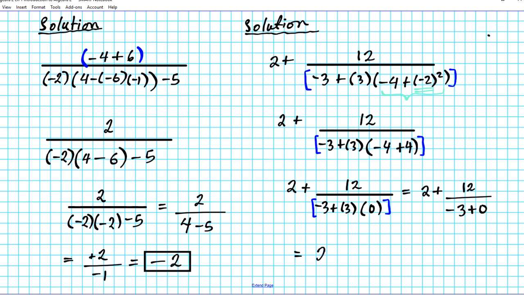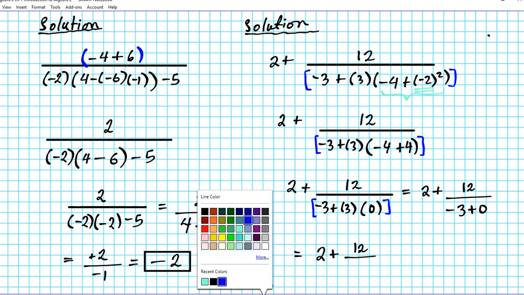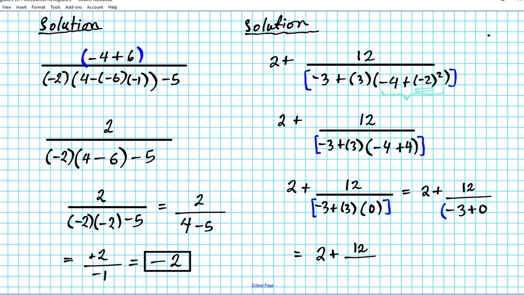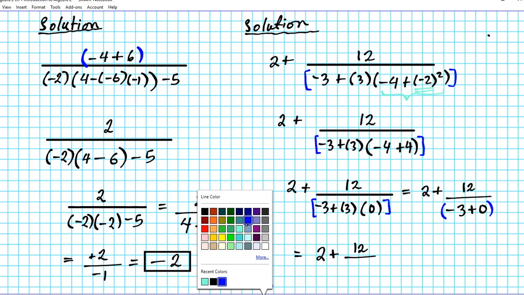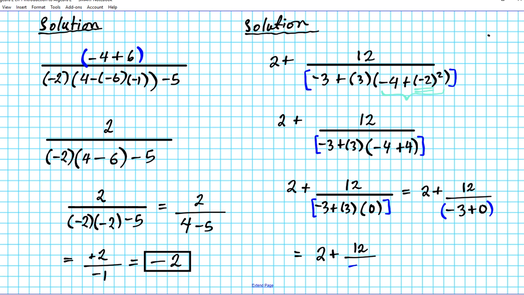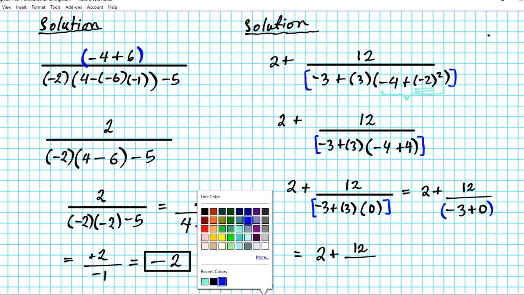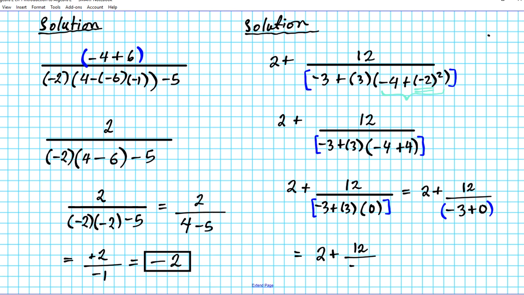Now that gives us 2 plus 12. We still have that invisible parenthesis in the denominator, so we have to continue simplifying the denominator completely. Negative 3 plus 0, signs are different. You subtract and keep the sign of the bigger. So your answer is just going to be negative 3. Okay, so now we have addition and division.